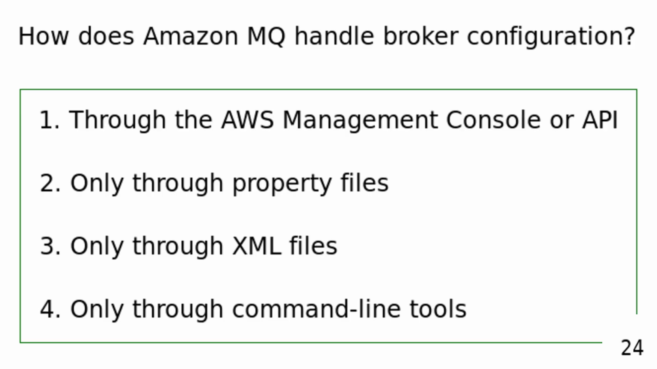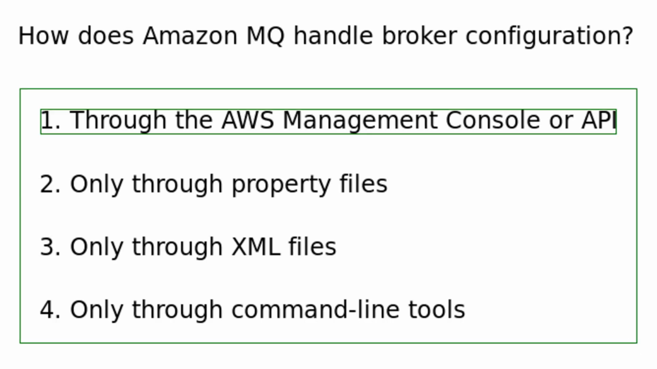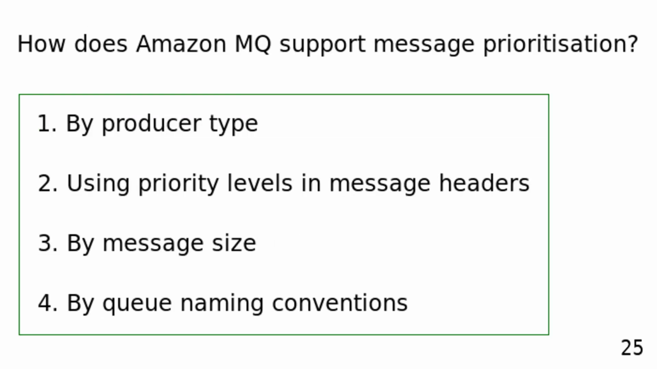How does Amazon MQ handle broker configuration? Through the AWS Management Console or API. Only through property files. Only through XML files. Only through command line tools. You can configure Amazon MQ brokers easily through the AWS Management Console or by using AWS APIs, simplifying setup and management.